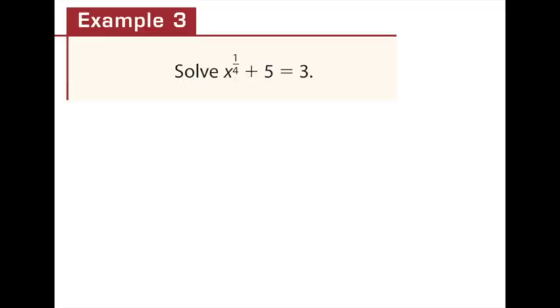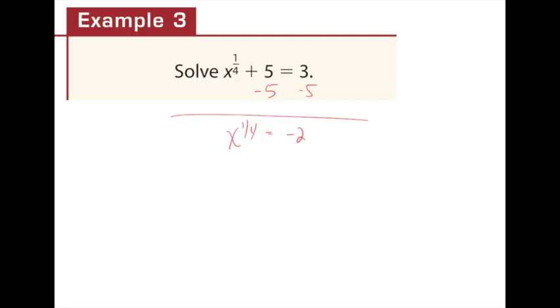So conceptually, this is really the same thing. If you look at example 3, I will say this is one where we have to check our solutions and we'll figure it out. But this is a root of 4 in my radical, or in my exponent. And so I can subtract that 5 over, and I will get x to the 1/4 equals negative 2.